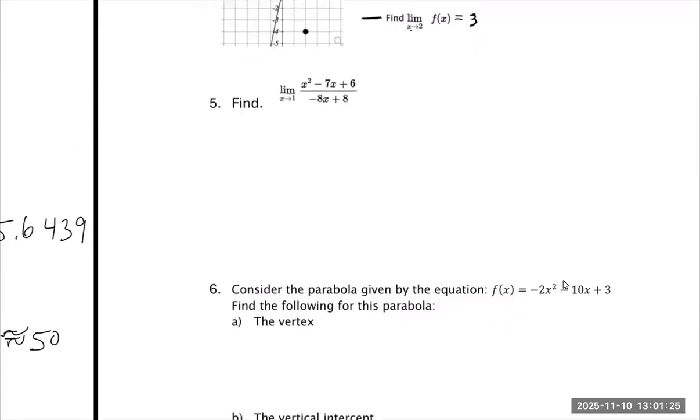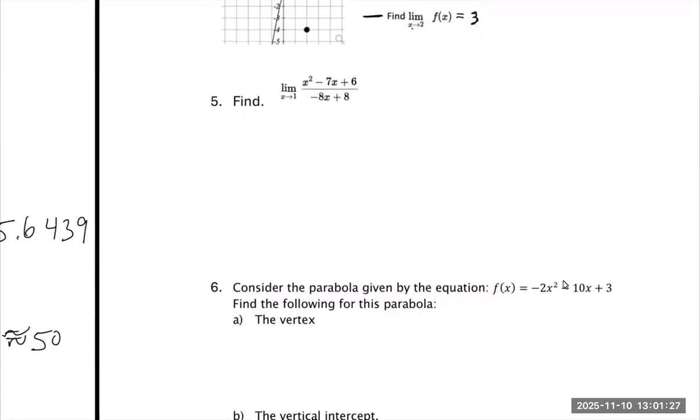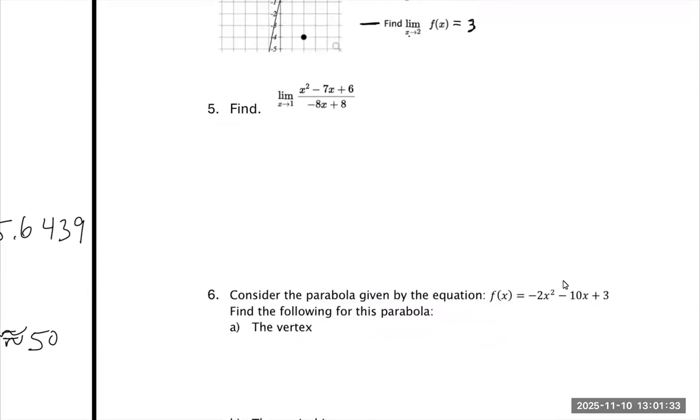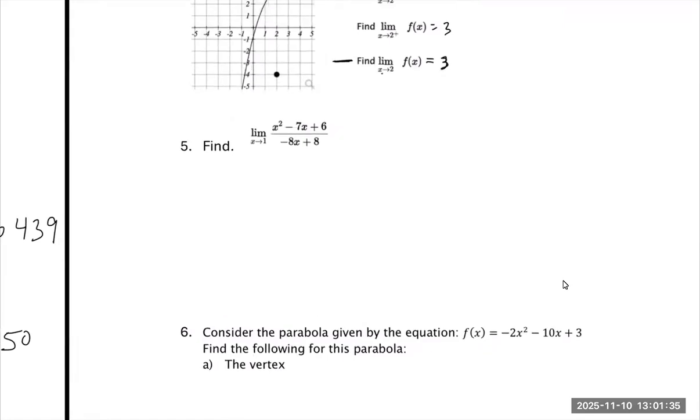Find the limit as x approaches 1 of x squared minus 7x plus 6 all over negative 8x plus 8. So normally, if a function is continuous, I can just plug in this value and then simplify to find the limit, if it's a continuous function and if the function actually exists at that point.